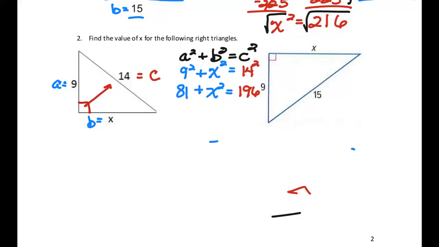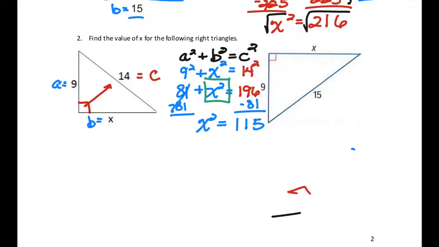I think that's right. I need to get x squared by itself. How do I get x squared by itself? Subtract 81, right? Subtract 81. 81 cancels out. When you subtract, you get 115. And that is equal to x squared.